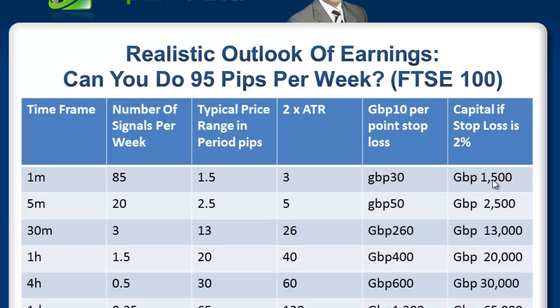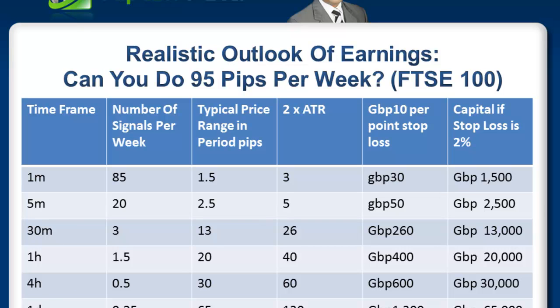And you might say to yourself, well, wait a minute, I've got a lot more capital than £1,500. That's fine. Then you know that you can bet more than £10 a point. Because if you've got 10 times as much capital, you've got £15,000, then you'd be betting £100 a point in that example. Similarly, let's look at the other end, 1 day time frames.